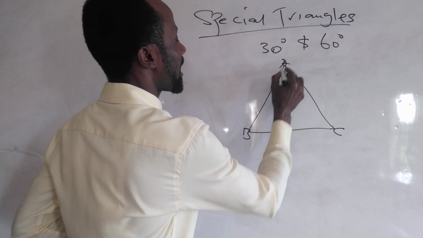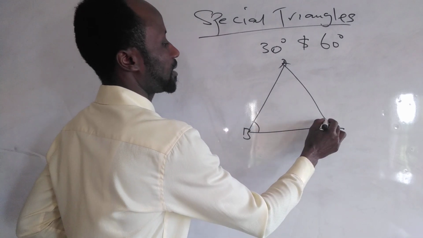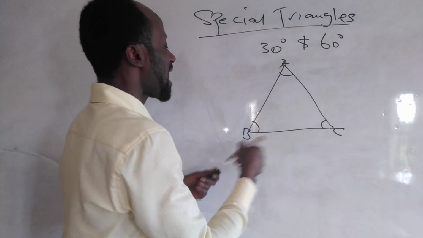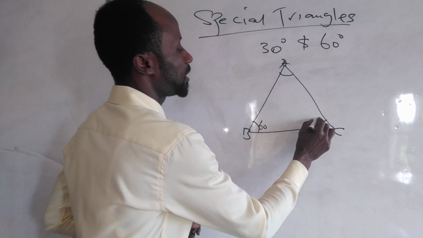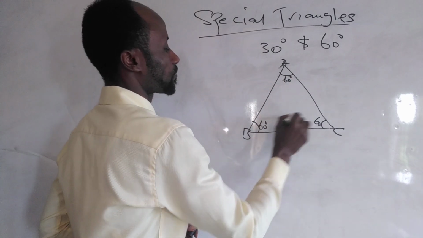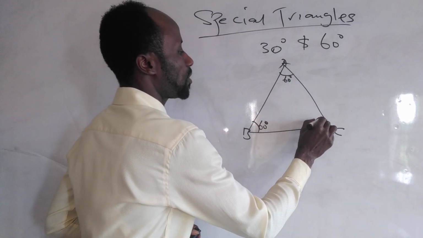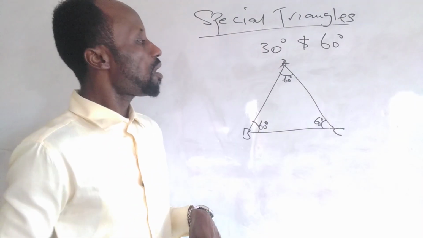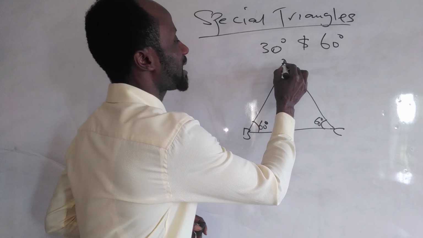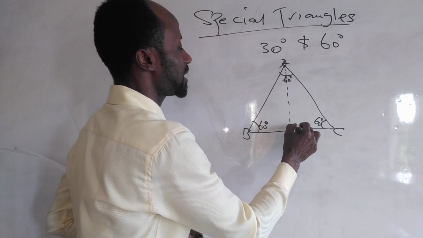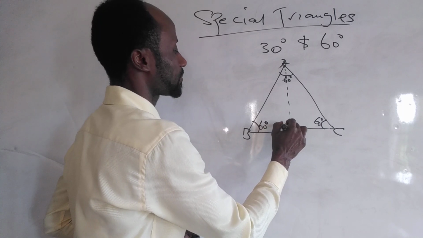Then the three base angles are also equal, meaning that if I have 60 here, this angle will be 60, and here also will be 60 degrees, making the sum of the angles of the equilateral triangle 180. Let me bisect this equilateral triangle perpendicularly as usual.